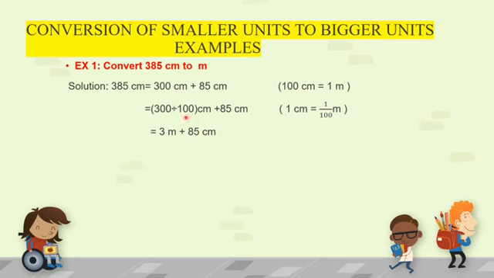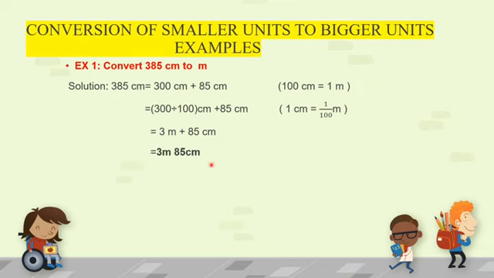Why are we dividing here? Because here the conversion is from lower to higher unit, from smaller to bigger unit. So we are dividing, and then 85 centimeter will be brought as it is because it is in centimeter. And we will write down 300 divided by 100 is 3 meter plus 85 centimeter. So our answer is 3 meter plus 85 centimeters.